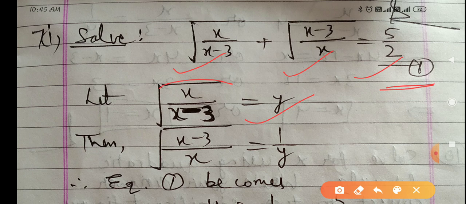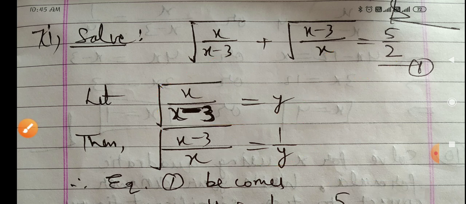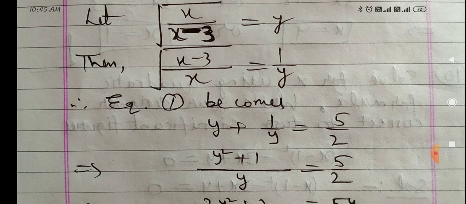Let √(x/(x−3)) = y. So if you take the reciprocal, √((x−3)/x) will be 1/y. One more time I am telling you, if √(x/(x−3)) = y, then √((x−3)/x) = 1/y. Now these values in equation 1 I am putting. So equation 1 becomes y + 1/y = 5/2.